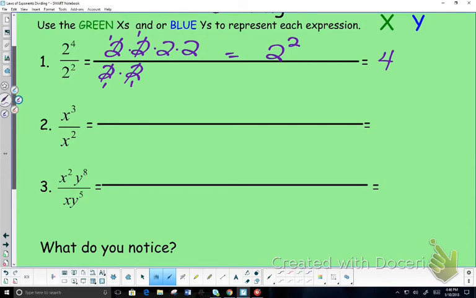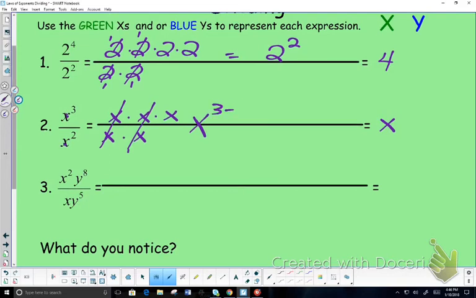When I look at this one, I got x times x times x, x cubed over x squared. Once again, these will cancel these, and I'm left with just x to the first. So what you may be noticing is, oh, look, dividing like bases, I subtract the exponents. 3 minus 2 is 1, x to the 1, okay?